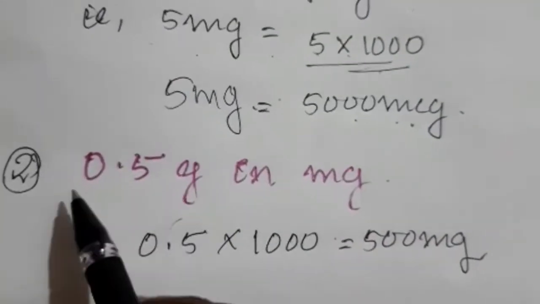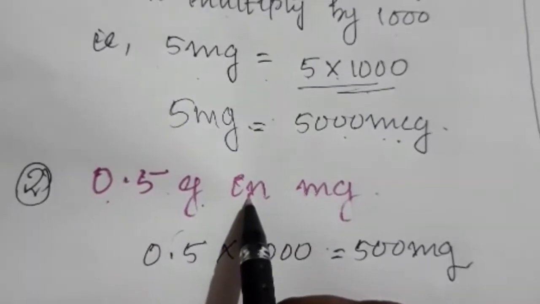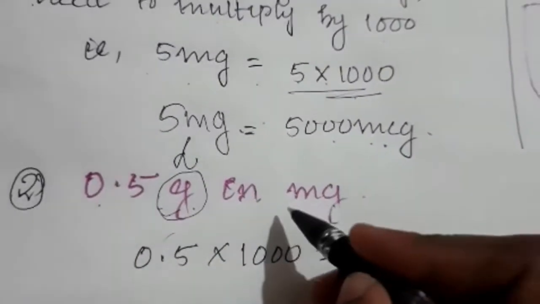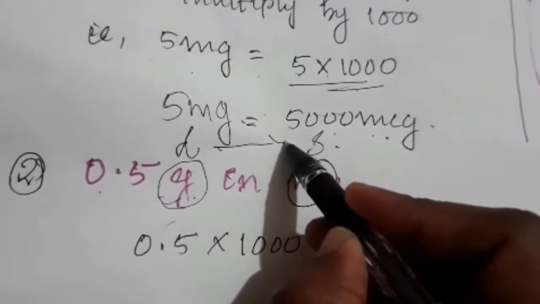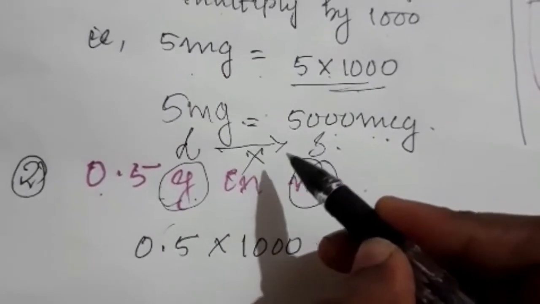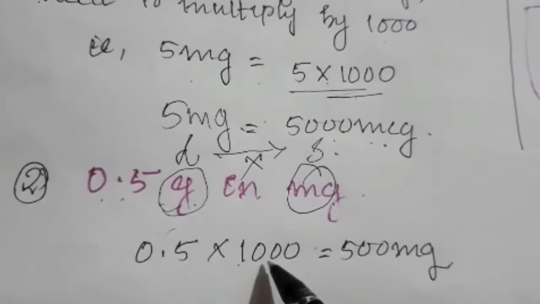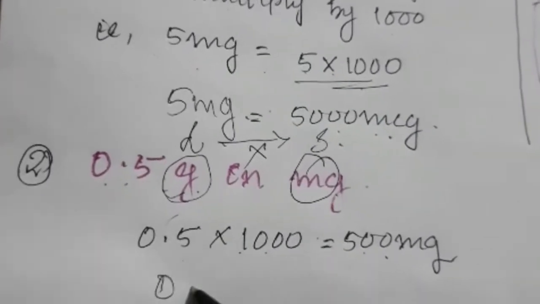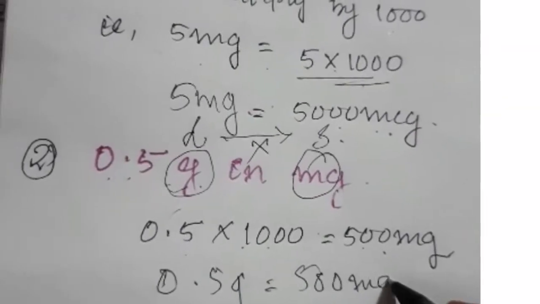Another example, we need to convert 0.5 gram to milligram. Here gram is the largest unit and milligram is the smallest unit. If we need to convert largest to smallest, we have to multiply by 1000. So 0.5 multiplied by 1000, we will get 500 mg. That is, 0.5 gram is equal to 500 mg.